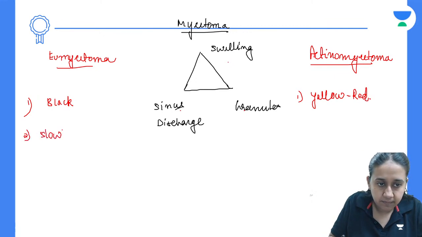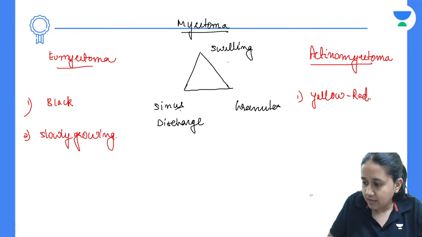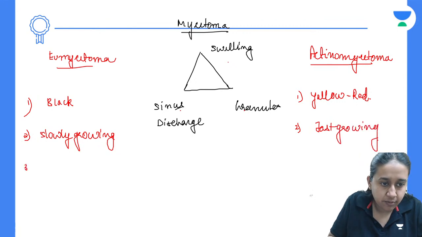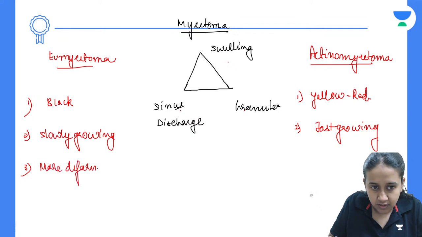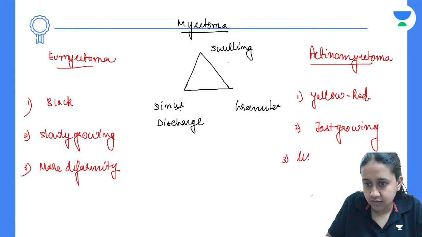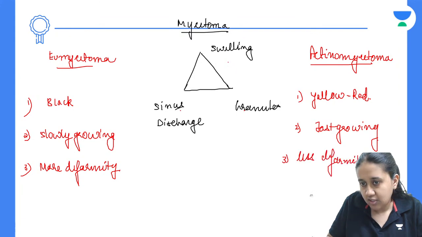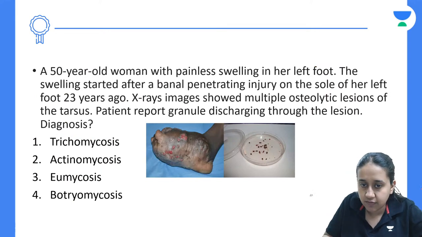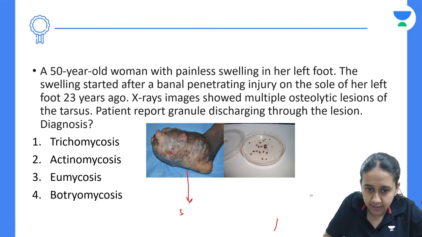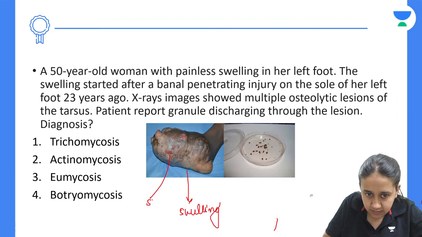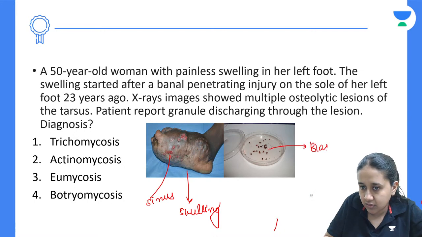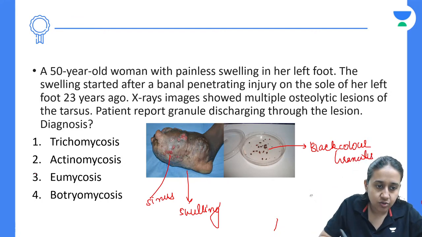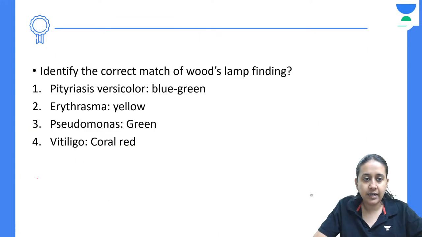This is slowly growing, while this is fast growing. You have more deformity here, and you have less deformity here. So please remember, this is a very important difference, because you can see the color of the granule. If this is swelling, you have sinuses and you have a black color granule, you are dealing with a very classical example of eumycetoma. Next question.